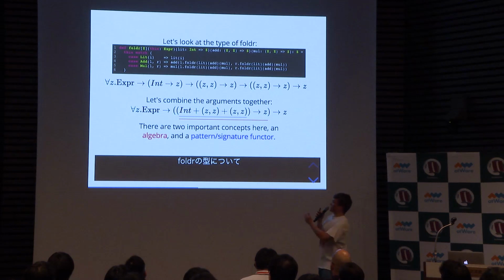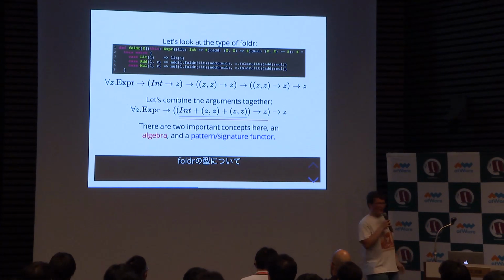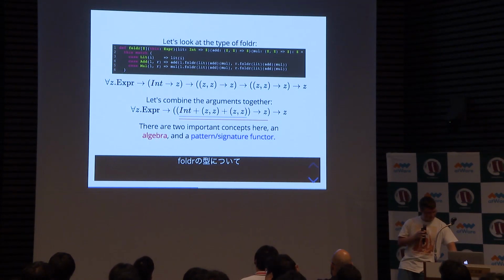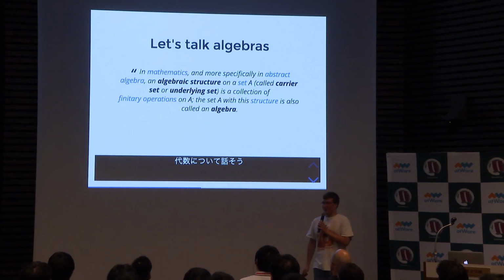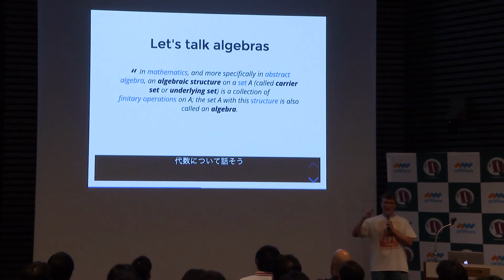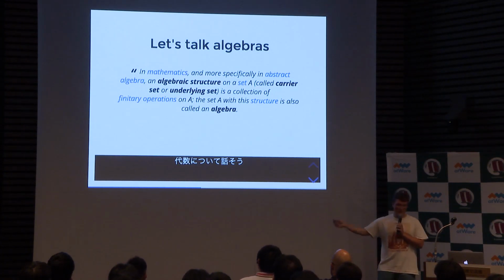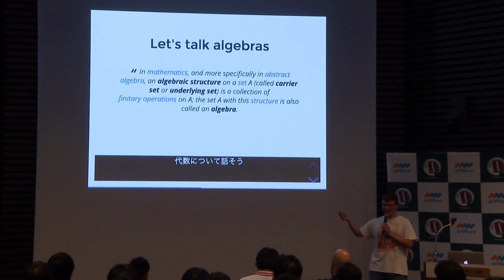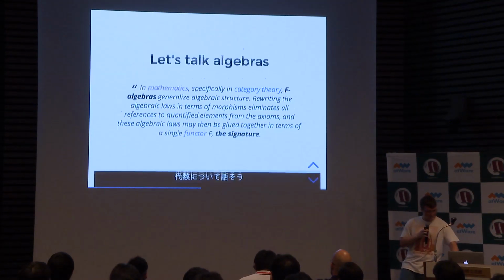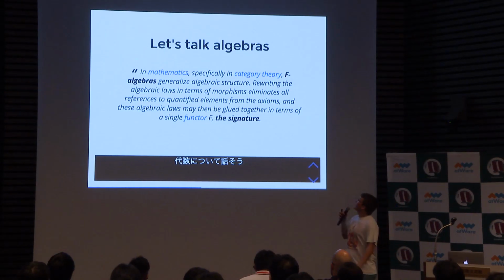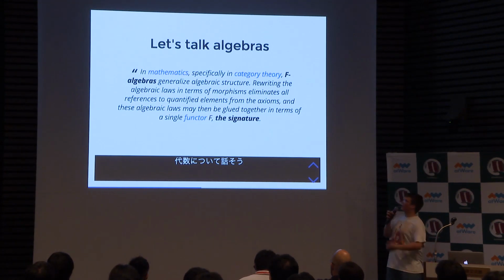There are two important concepts in here. First of all, there's algebra, the blue thing. Oh, the red thing. And also pattern or signature functor. So let's first talk about algebras. In mathematics, and more specifically in abstract algebra, an algebra is a set, but also a collection of operations on that set. And usually, you add maybe some laws, and also you say that the operations are closed. You cannot escape the set by just using the operations of an algebra. In category theory, an algebra is, or rather an F algebra.